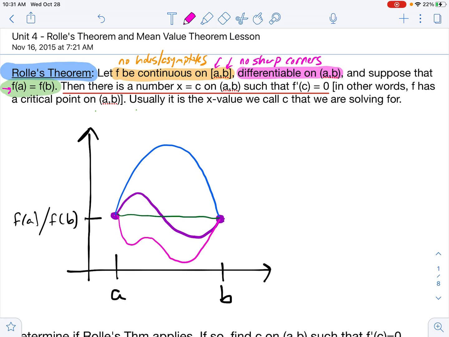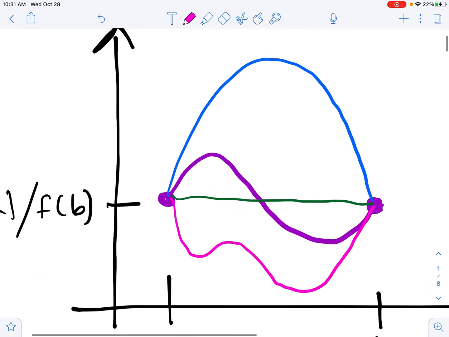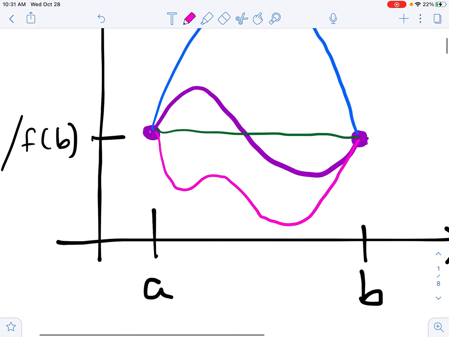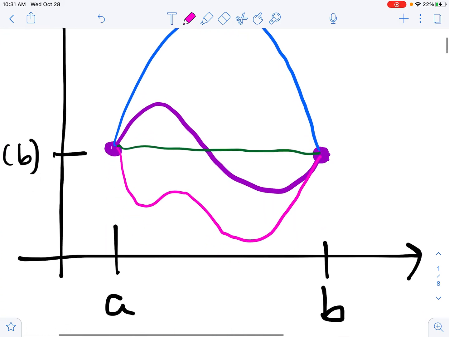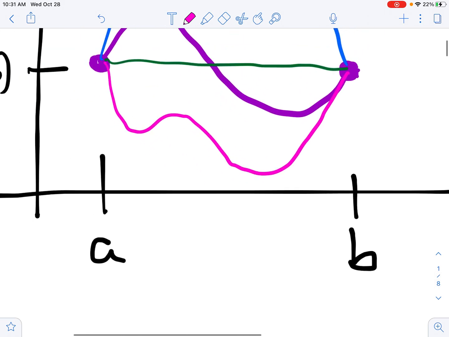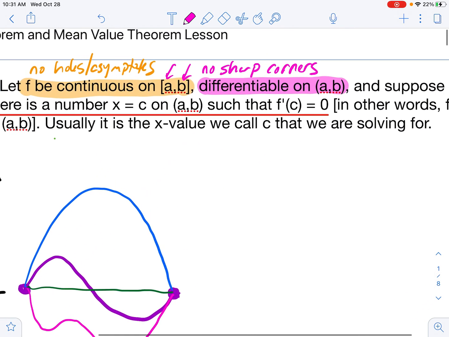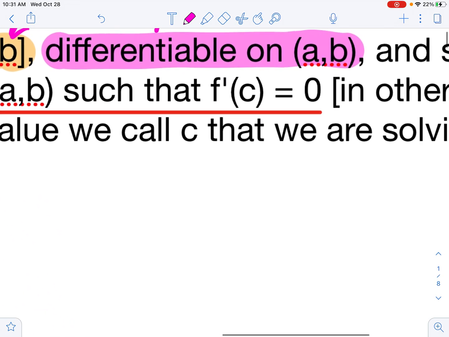Well then what's underlined in red up here says then there is a number x equals c on the open interval a b. So we're just talking about some x value between a and b. On the open interval, so we're strictly between a and b, and we're just going to call that x value c, right? We're calling this guy a, we're calling that guy b. Let's call this other x value we're talking about c. All right, and it says such that the derivative at that value of c is 0.